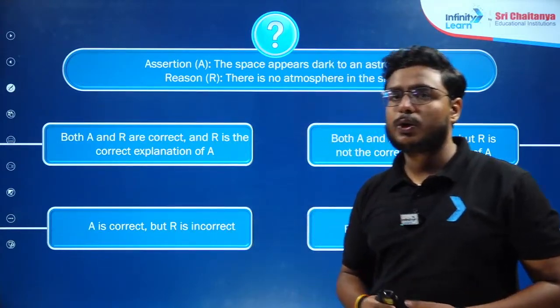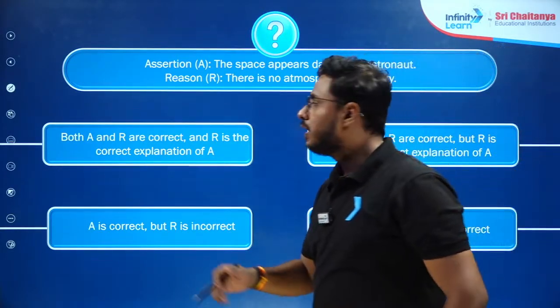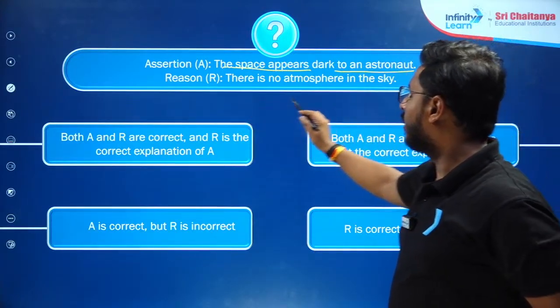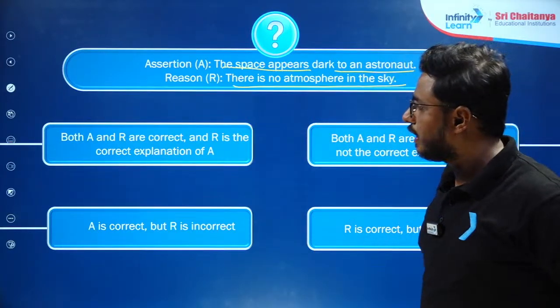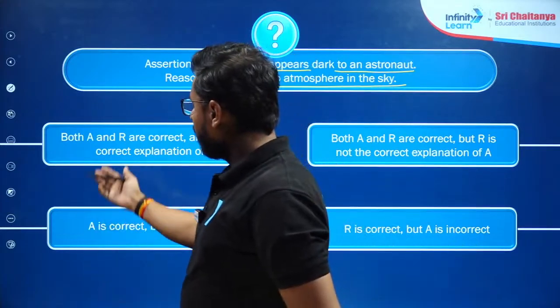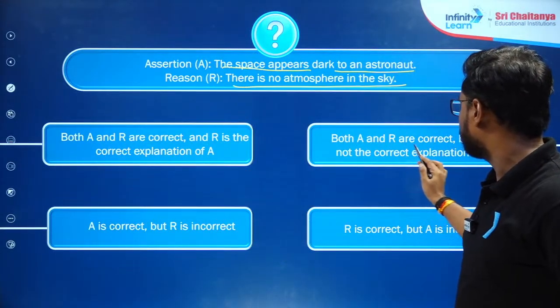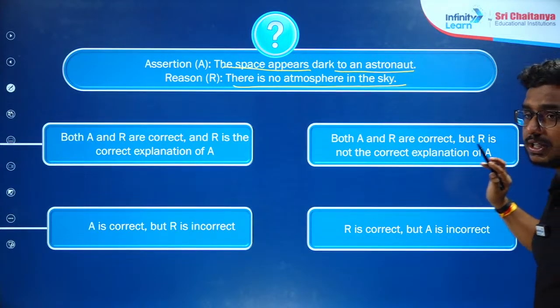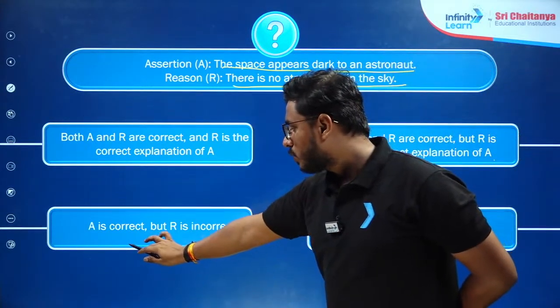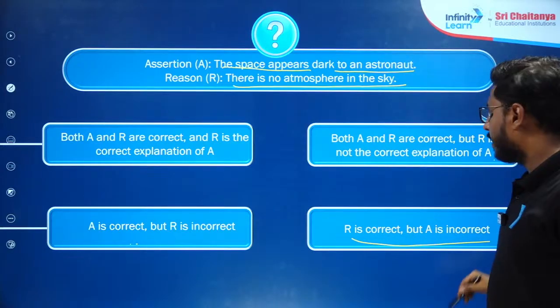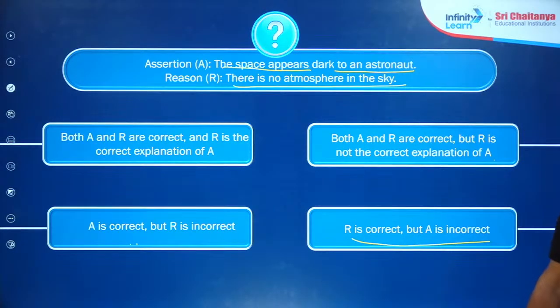Next question, which is going to be the last question of today's class. The question says that the space appears dark to an astronaut, and the reason, there is no atmosphere in the sky. Option A, both assertion and reason are correct and reason is the correct explanation of assertion. Option B, both are correct but reason is not the correct explanation of assertion. Option C, assertion is correct but reason is incorrect. And option D, reason is correct but assertion is incorrect. Quickly answer, everyone. 45 seconds only you are having to answer that question.